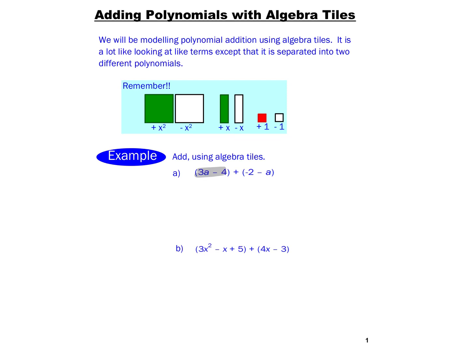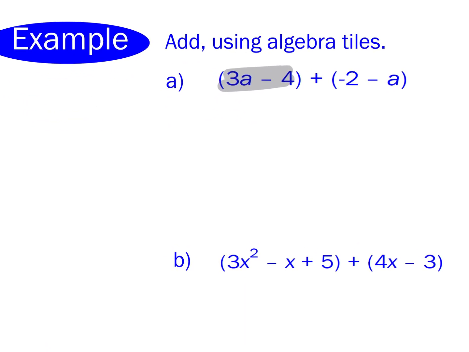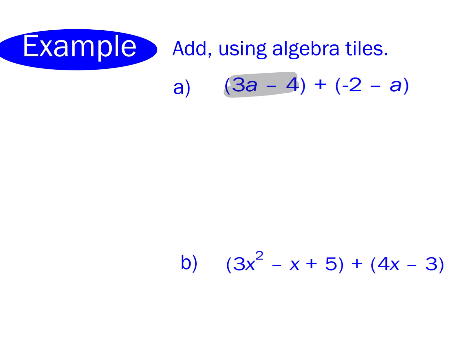So 3a minus 4 for this first polynomial is going to be 3 shaded rectangles, minus 4 would be 4 unshaded little squares. So we are representing that polynomial with algebra tiles.